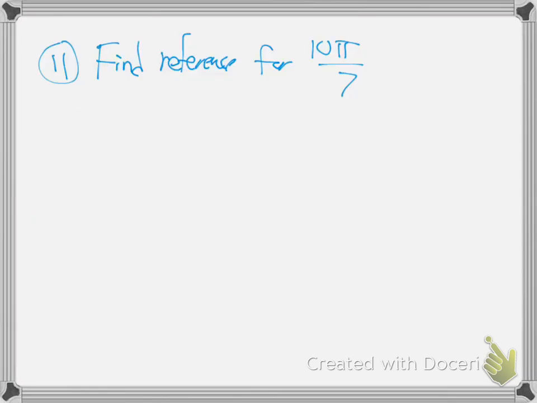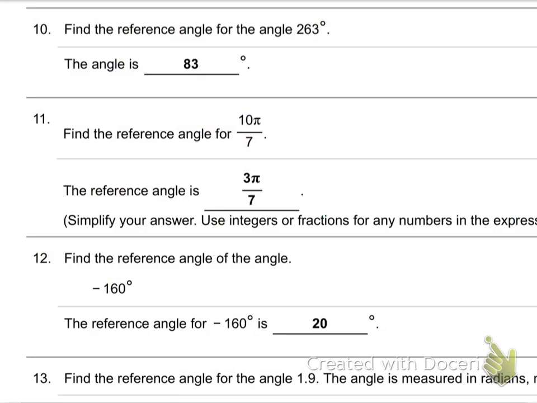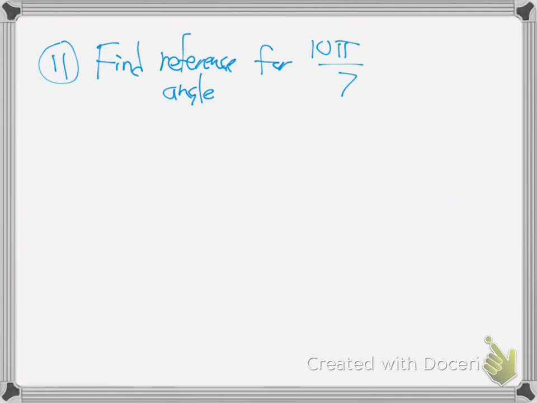So find the reference angle. Make sure I got that right. 10 pi over 7. All right, find the reference angle for 10 pi over 7. You can always convert to degrees if you want. You certainly don't have to. It's just, you've got to figure out where it is to know which thing to subtract it from. You know what I mean?